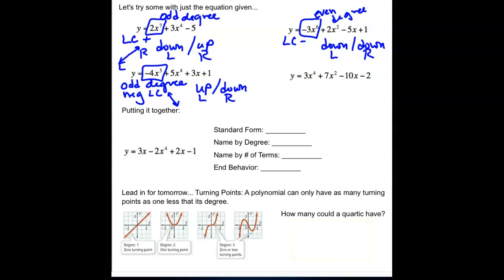For the next one, first term is 3x to the 4th. We have an even degree, and we have a positive leading coefficient. So this should look like a right side up parabola. So you should have up and up for both left and right.